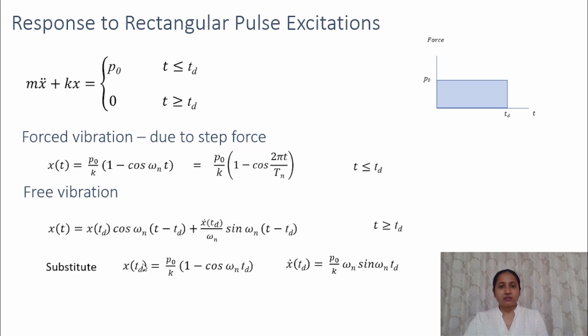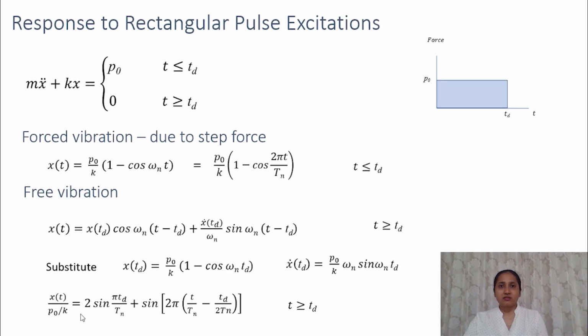So we can find the values of displacement and velocity at td by using this expression. We can substitute the value of td here and get x(td), and we can differentiate it once and substitute td, and we will get x dot(td). So we can substitute these two in this and get the expression for the free vibration.